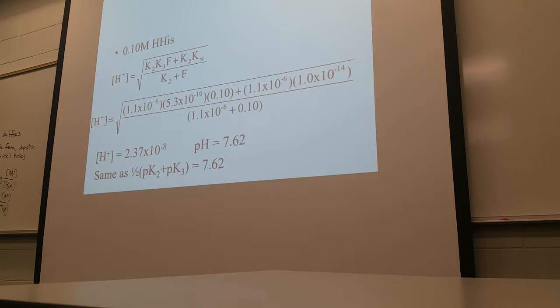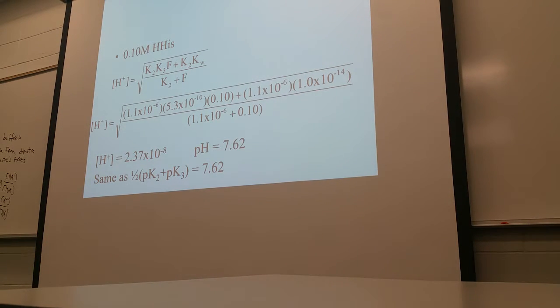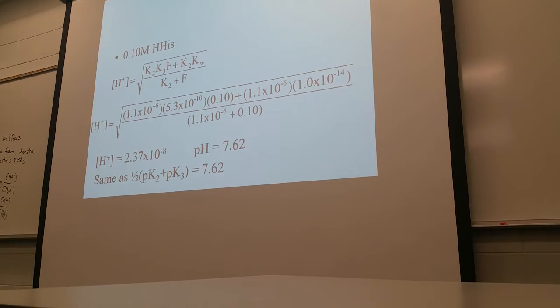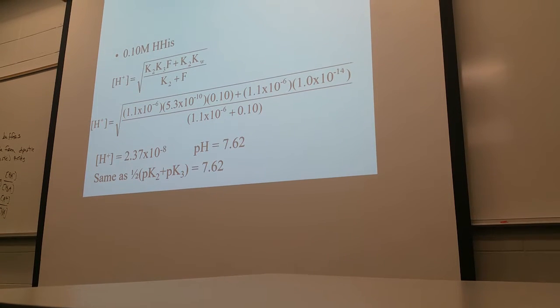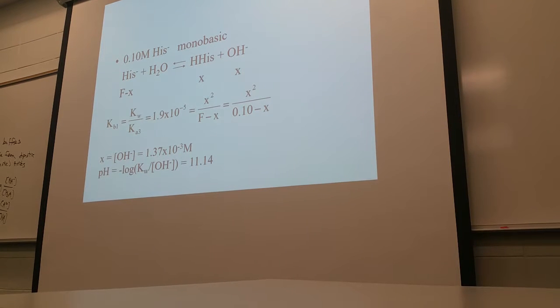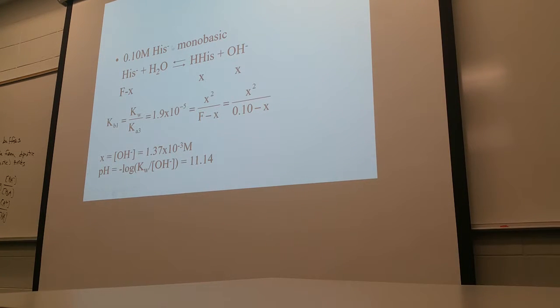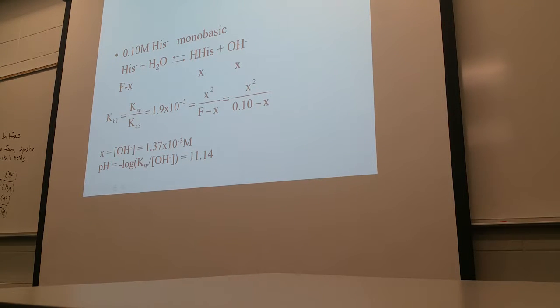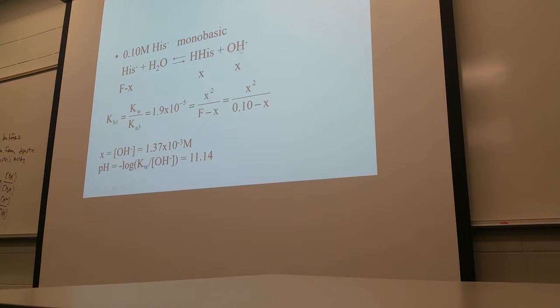So we've gone from a pH of about 1.4 to 3.8 to now 7.6. And we'd be remiss if we didn't show you the last one. This would be the completely deprotonated form, 0.1 molar HIS minus. So all the protons have been lost. We treat this as a monobase and write the equation for this, remembering again that this is Kb1, not any of the Kas. So this is the only tricky part.